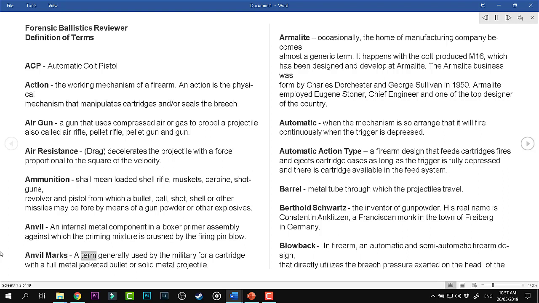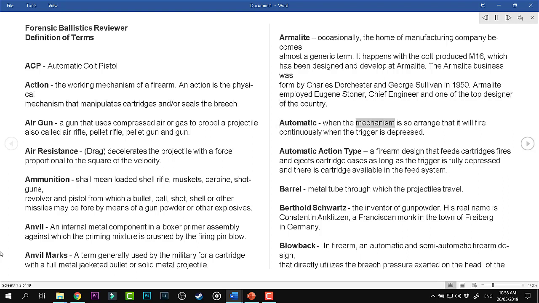Anvil marks, a term generally used by the military for a cartridge with a full metal jacketed bullet or solid metal projectile. Armalite, occasionally, the name of a manufacturing company becomes almost a generic term. It happens with the Colt-produced M16, which was designed and developed at Armalite. The Armalite business was formed by Charles Dorchester and George Sullivan in 1950. Armalite employed Eugene Stoner, chief engineer and one of the top designers of the country.